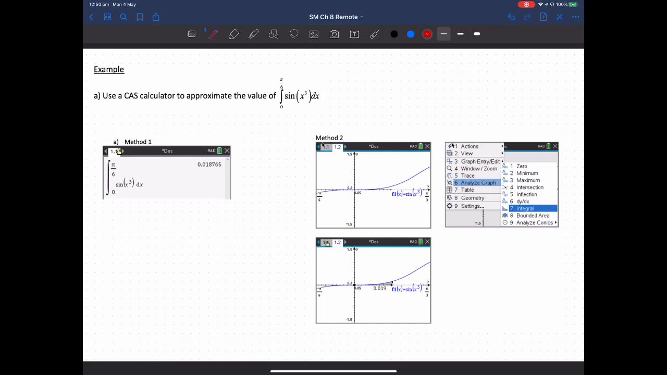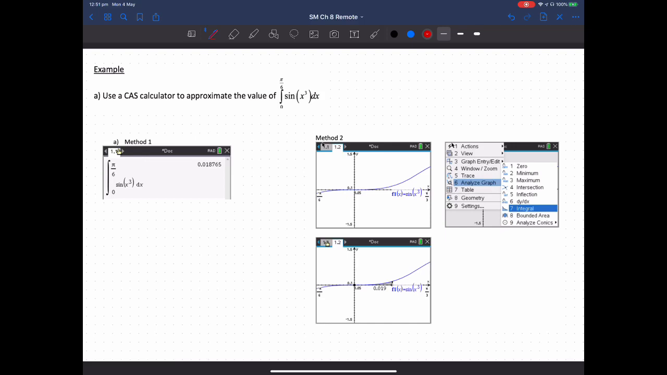In this example, we're asked to work out the approximate value of the integral from 0 to pi on 6 of sine of x cubed. Now this is an expression, sine of x cubed, that you do not have a rule that you can anti-differentiate by hand. That means this must all be done on your calculator. There's two ways in which we could have done this.